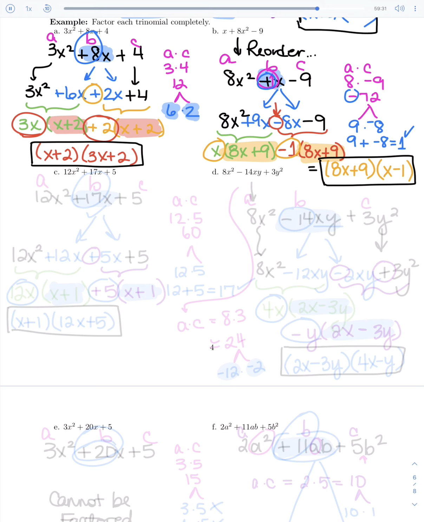On the next one, in C, we've got 12x squared plus 17x plus 5. And let's see, grouping, we can't do grouping yet until we do our AC. So let's take a look at our A, B, and C. A times C is going to be 12 times 5, which is 60. So we'll need two factors of 60 that are going to add up to a positive 17. We just had them. It's a 12 and a 5. 12 added to 5 does give us the 17, so that is what we want to do.